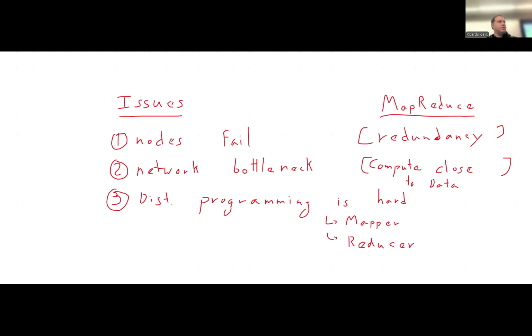So the other thing that we have, we have the issues: nodes fail, network bottleneck, and distributed programming. So we want to have redundancy, copies of all the batches, compute close to data. So once we put data in there, we don't move it to another place. The 50,000 books live there from now on, right? And essentially the program is there. Now, one nice thing about that is you don't have to say, okay, I'm going to transfer these books here and those books there.